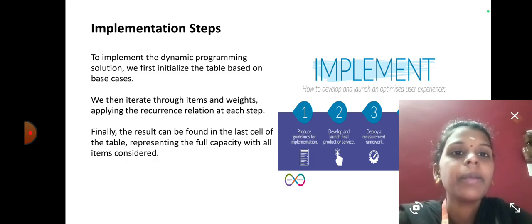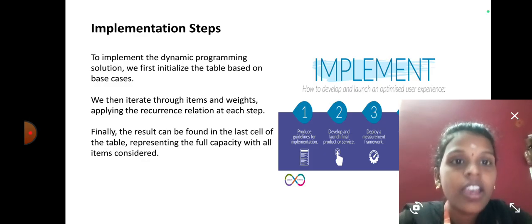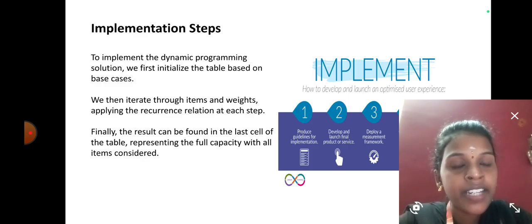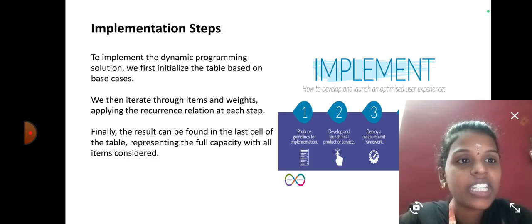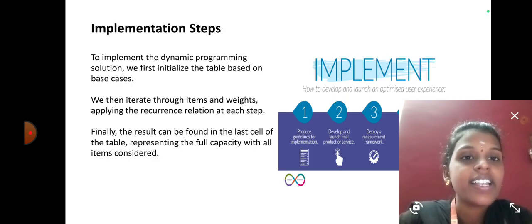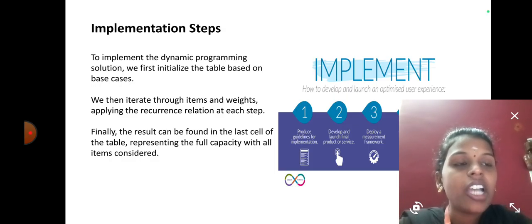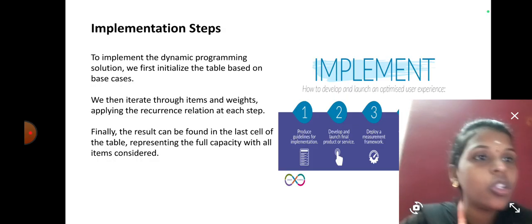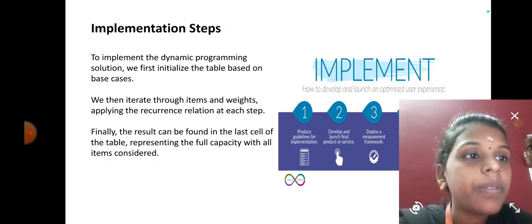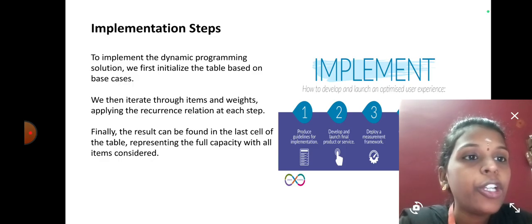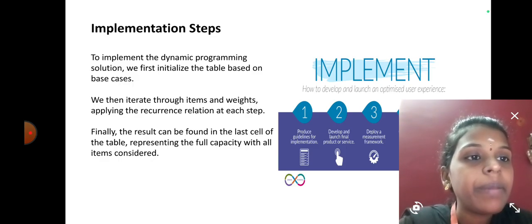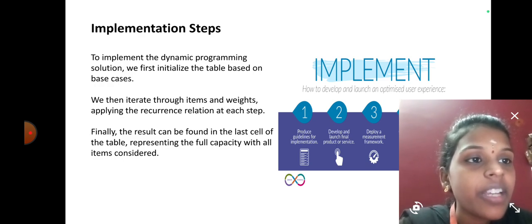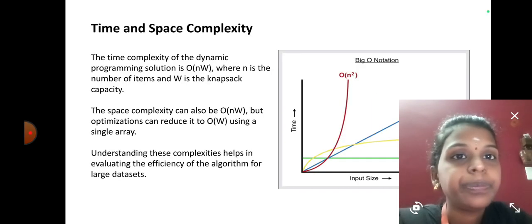Implementation steps. To implement the dynamic programming solution, we first initialize the table based on base cases. We then iterate through items and weights, applying the recurrence relation at each step. Finally, the result can be found in the last cell of the table, representing the full capacity with all items considered. Implement. How to develop and launch an optimized user experience. Produce guidelines for implementation, develop and launch final product or service, deploy a measurement framework.